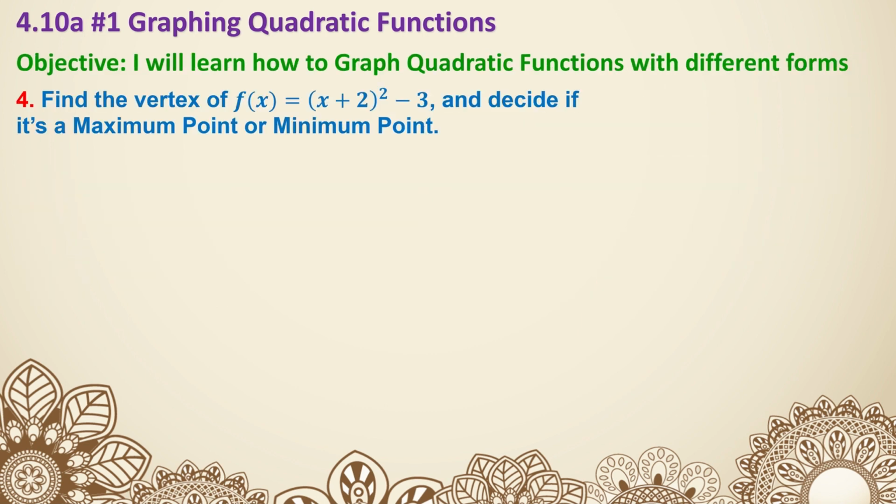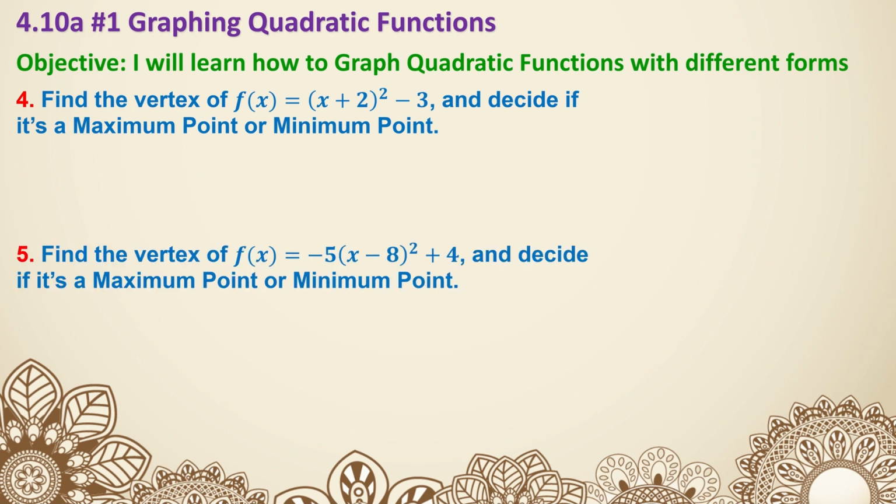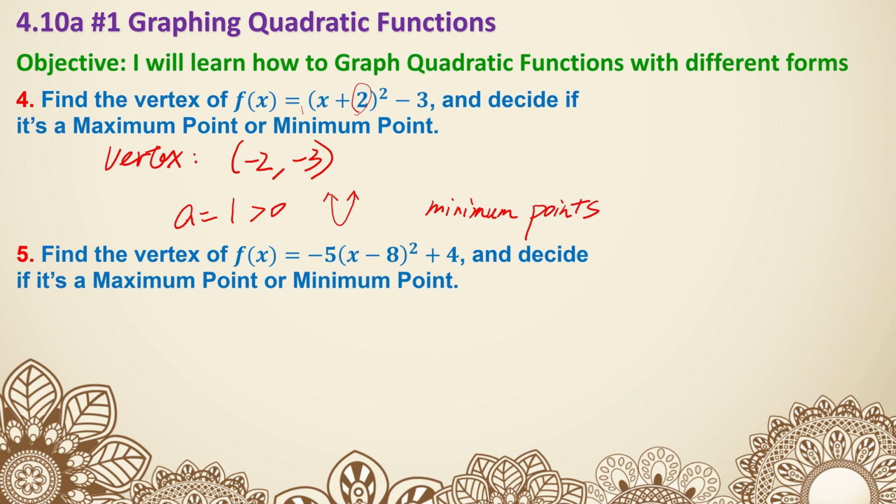So let's have a look at 2 examples. Example 4, example 5. They're actually already given in vertex form, so it should be fairly quick. The vertex, again, make sure h, you're using the opposite of whatever is given in the function. So it's going to be -2, -3. And in this case, our A is going to be, well, just this 1 in the front, which is greater than 0, which means our graph actually opens up. So it's going to be a minimum point. Pause here and try the next one.